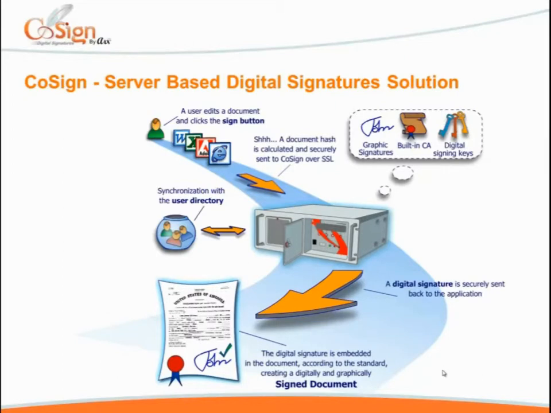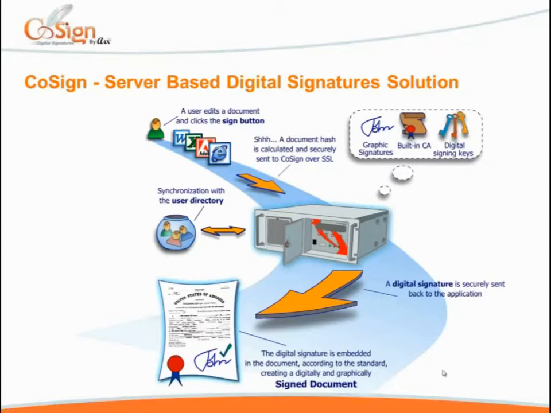CoSign can sync with user directories such as Active Directory in order to automate the user creation and deletion process. So in order to add a user to CoSign, all you need to do is to add this user to a signers group inside Active Directory, and then CoSign will pick up on that and create the user inside.